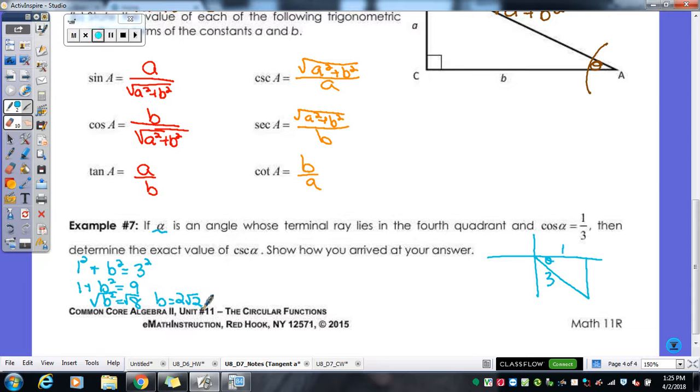So is it 2 radical 2 or negative 2 radical 2? Negative. So cosecant is the reciprocal of which one? Sine of alpha would be negative 2 radical 2 over 3. So our cosecant would be 3 over negative 2 radical 2.